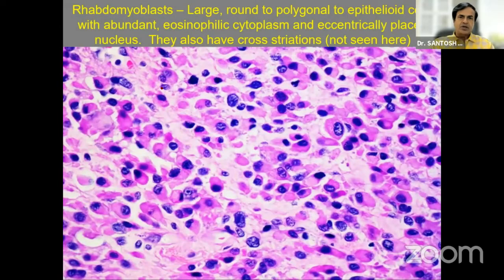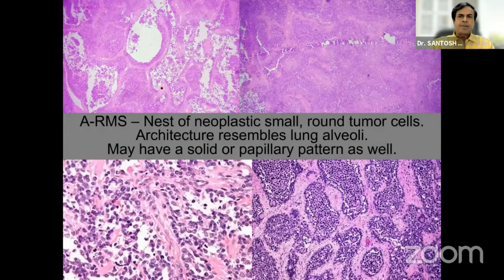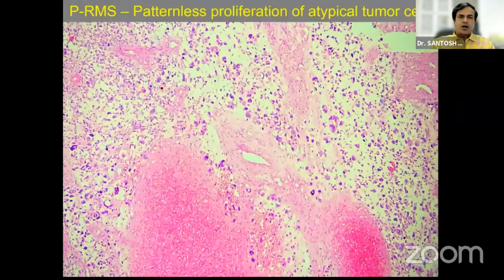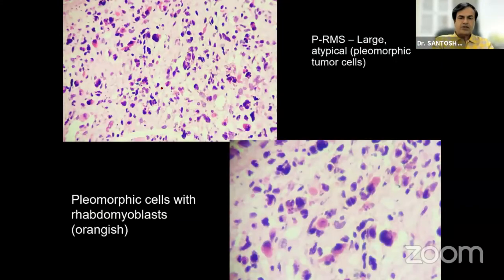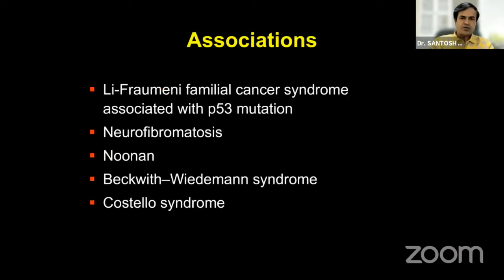Now, immunohistochemistry is mandatory in any round cell tumor, and rhabdomyosarcoma has a specific immunohistochemistry profile. In our series, we found embryonal was the most common variant of rhabdomyosarcoma, followed by alveolar. Pleomorphic is rare, and botryoid is the rarest form.